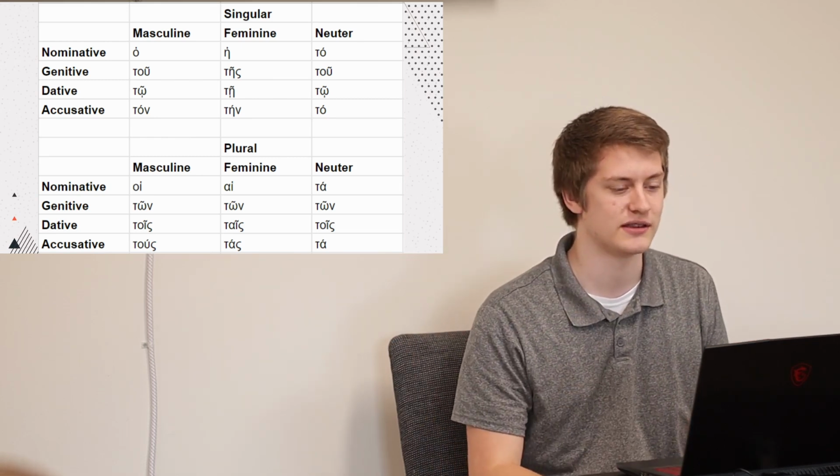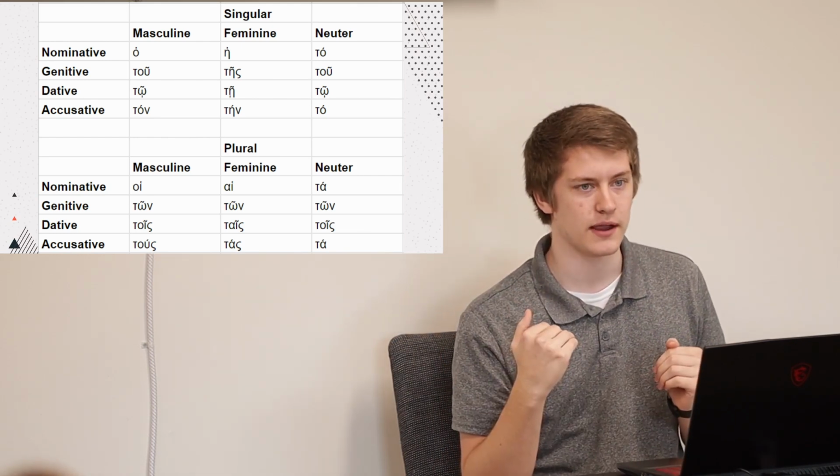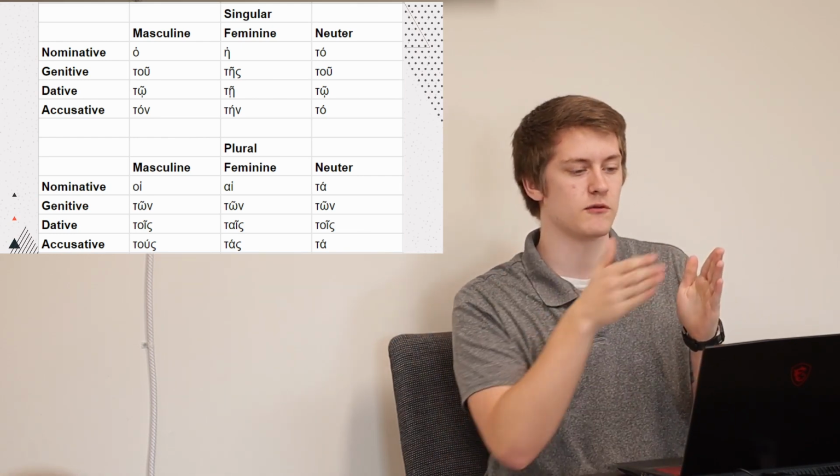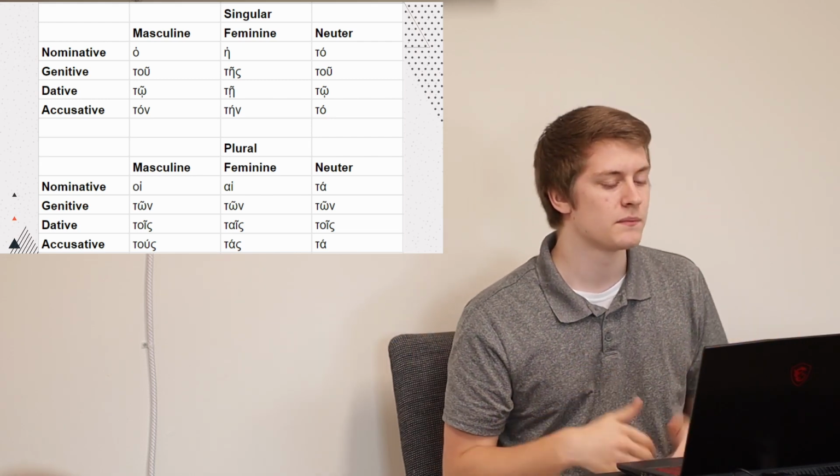As we look at the table, we can see that it's broken up. On the top, you have singular. On the bottom, you have plural, right? And then you have 3 columns: masculine, feminine, neuter, and then 4 rows: nominative, genitive, dative, and accusative.